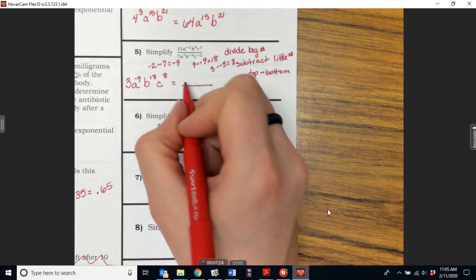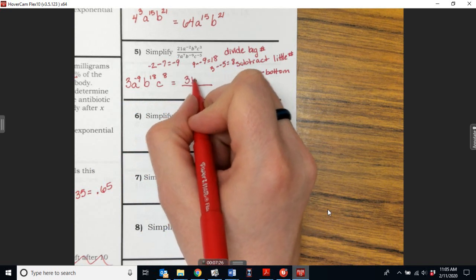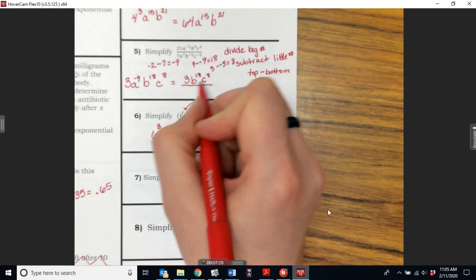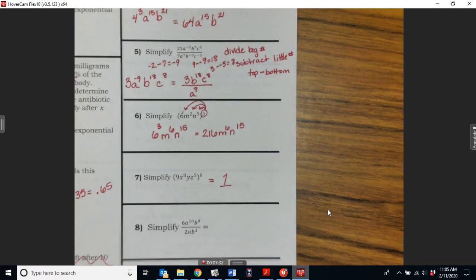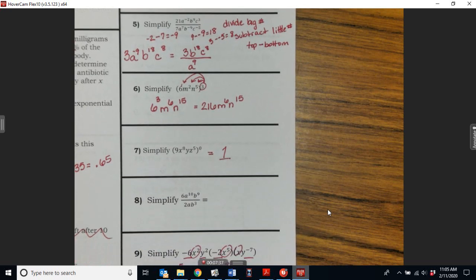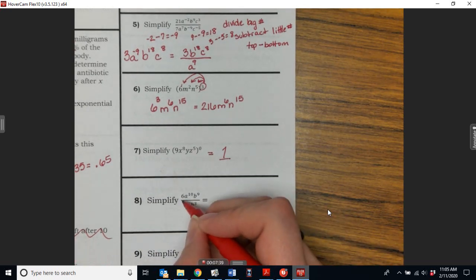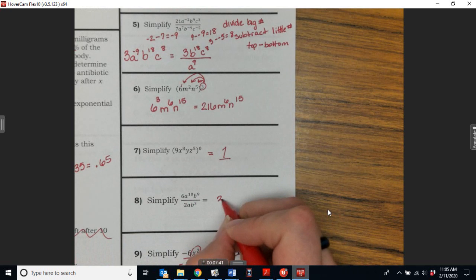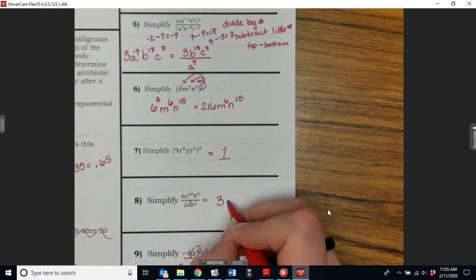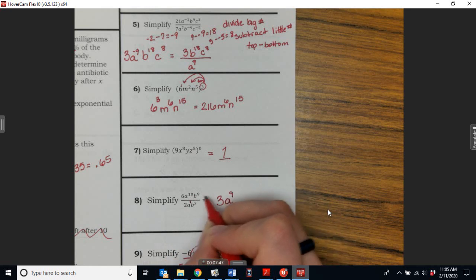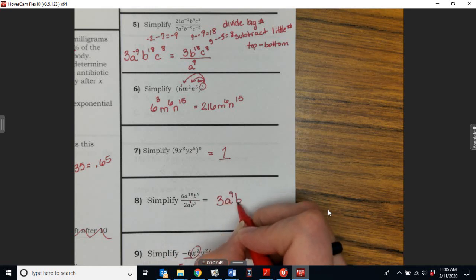And I rewrite it as a fraction. I have 3, b to the 18th, c to the 8th on top, and a to the 9th on the bottom. So we're going to do the same rule for number 8. We're going to divide the big number. So 6 divided by 2 is 3. Then I'm going to subtract the little numbers. 10 minus 1 is 9. And 9 minus 3 is 6.